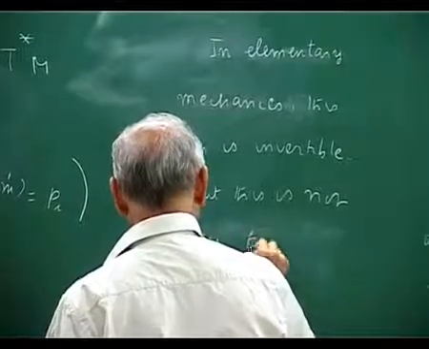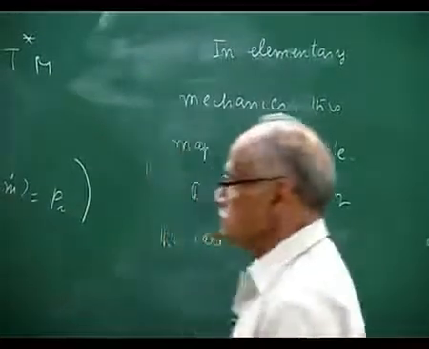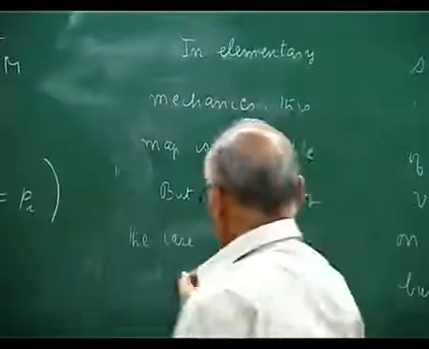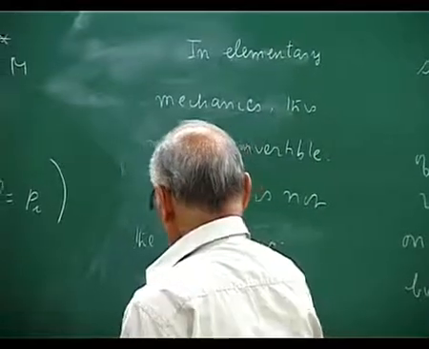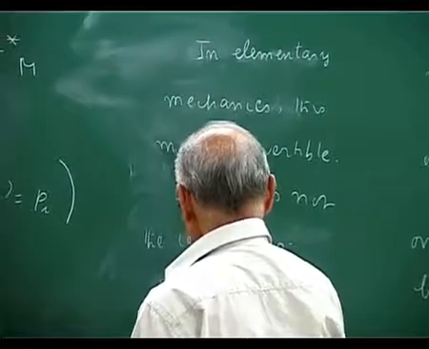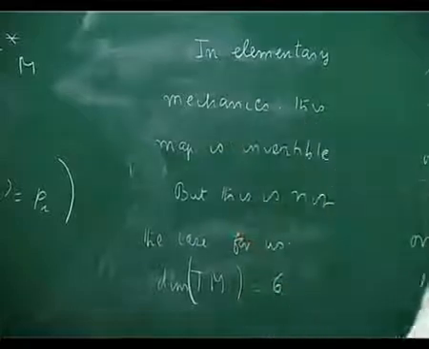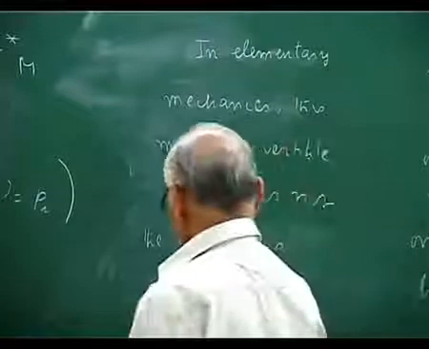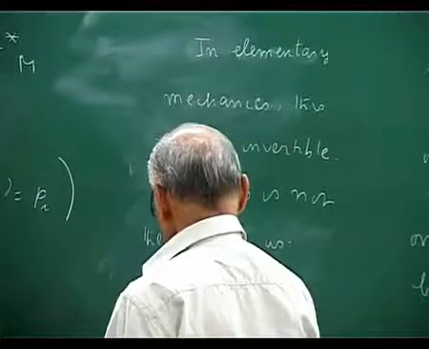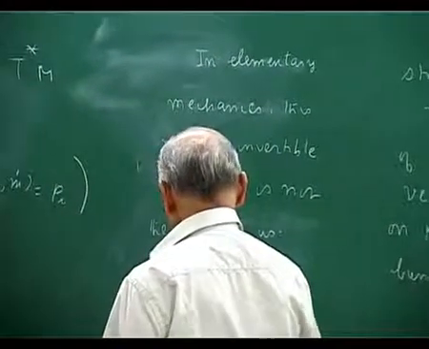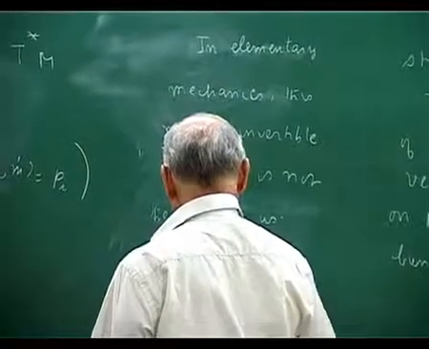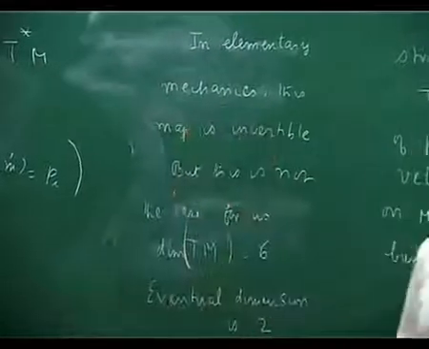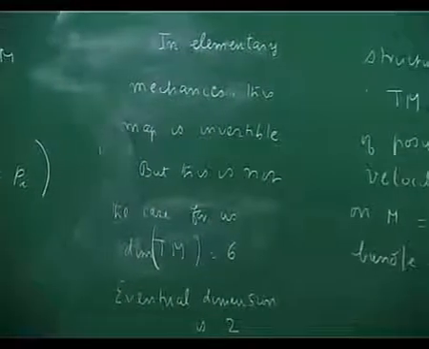For us, our eventual phase space is 2-dimensional. Okay. The dimension originally is 6 because SU2 is 3, but the eventual dimension is 2. So something has gone completely out. 2 means your 2 spins.